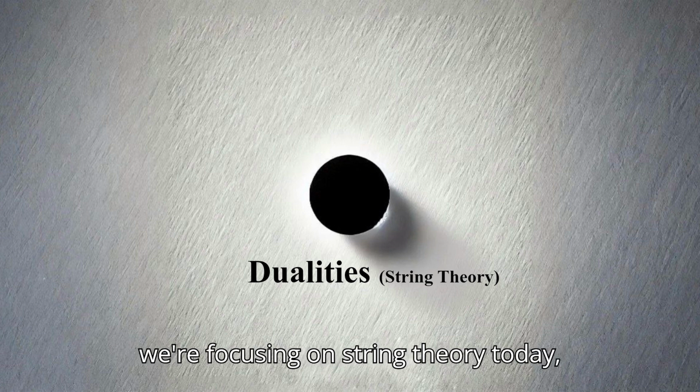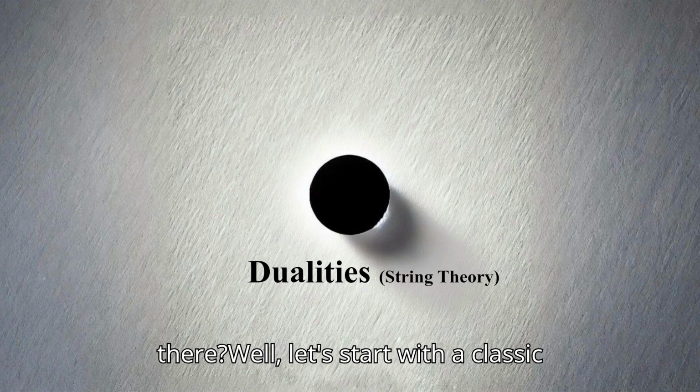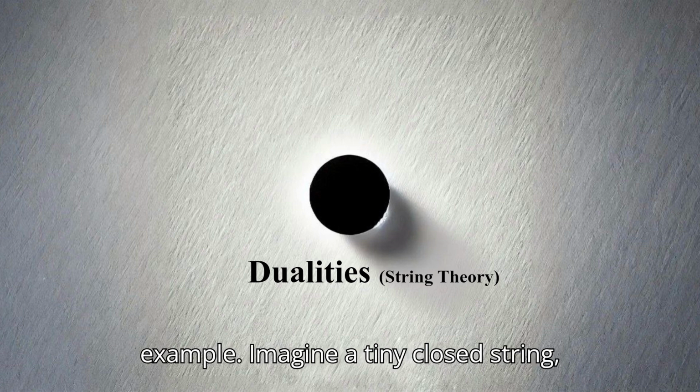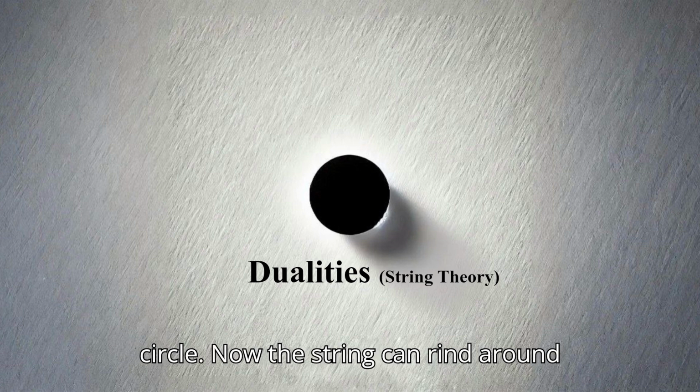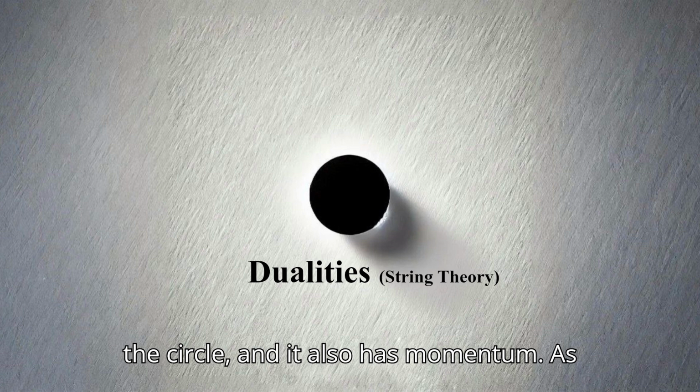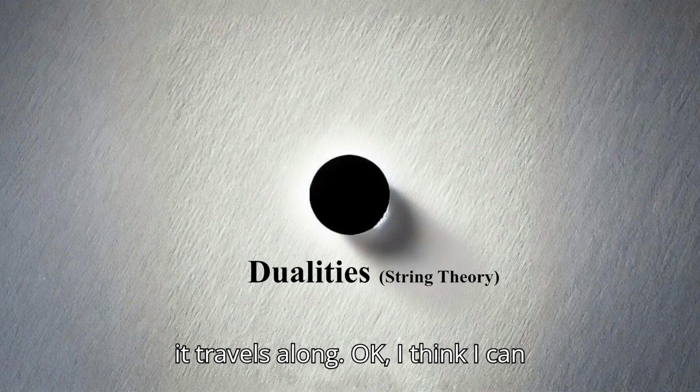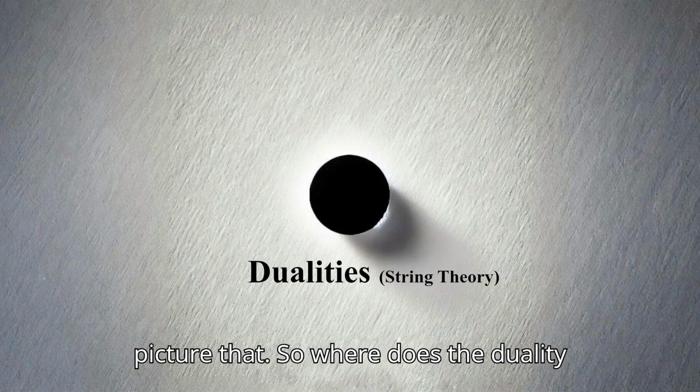Yeah. We're focusing on string theory today, right? What kinds of dualities pop up there? Well, let's start with a classic example. Imagine a tiny closed string, like a little loop of energy, moving on a circle. Now, this string can wind around the circle, and it also has momentum as it travels along. Okay, I think I can picture that. So where does the duality come in?